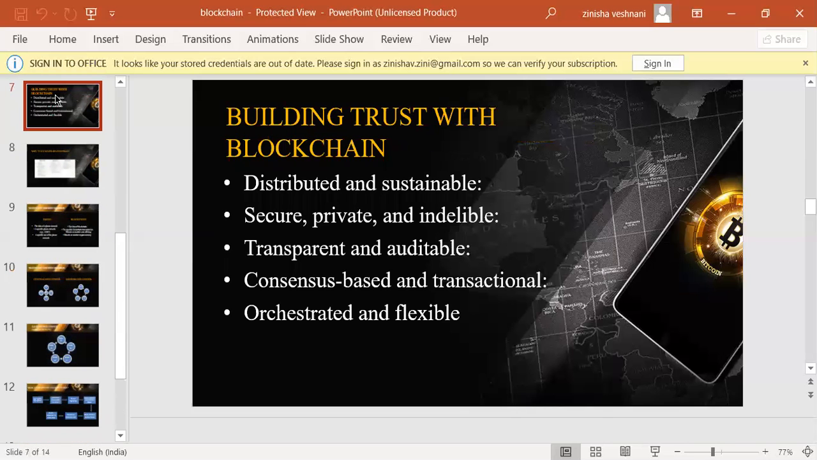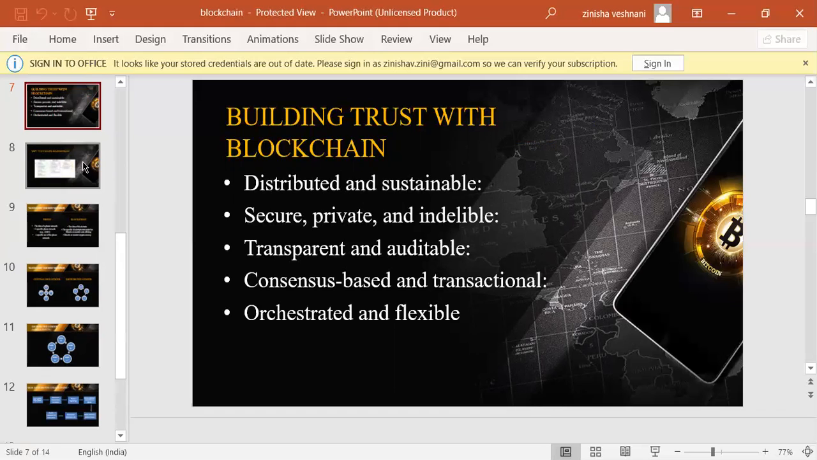And so, building trust with blockchain. How can we build trust with blockchain technology? There are simple and smarter ways: distributed and sustainable, secure and private and inviolable, transparent and auditable, consensus based and transactional, orchestrated and flexible. These are some parameters which make us trust blockchain.